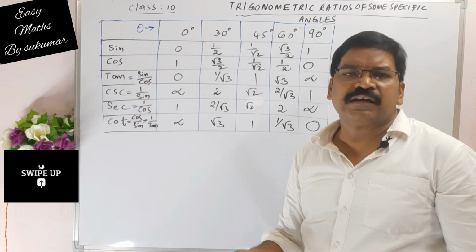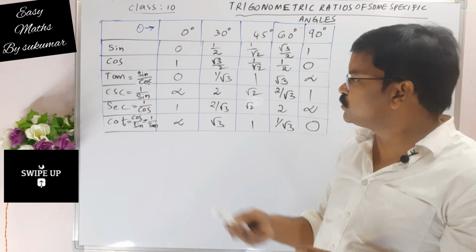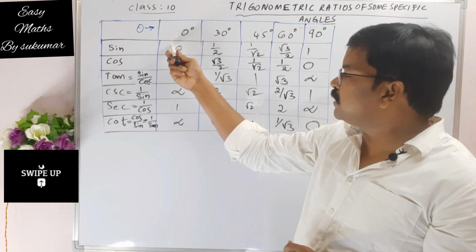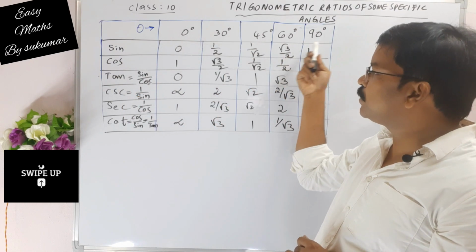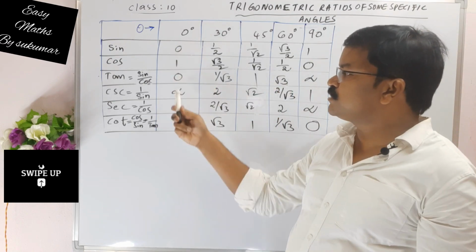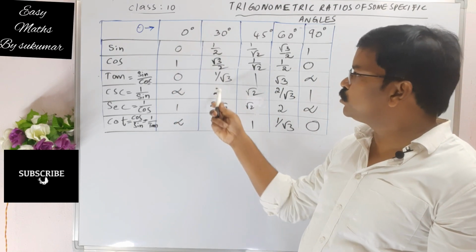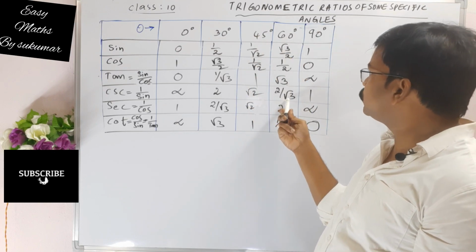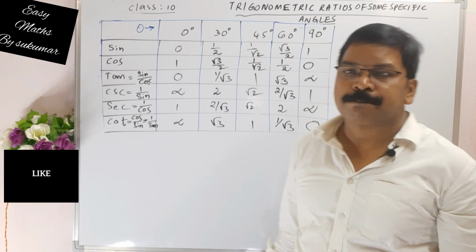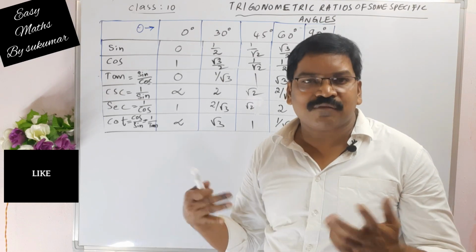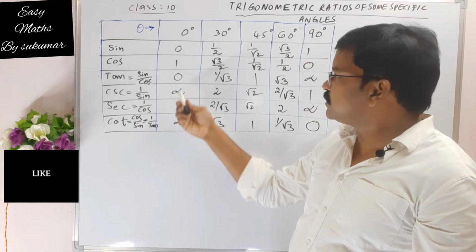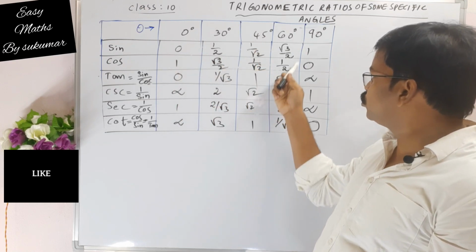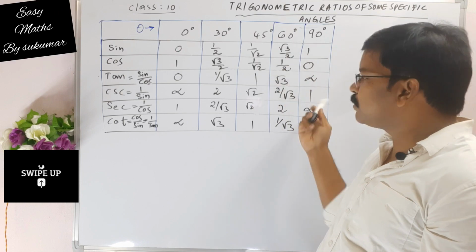To write cosecant, it is also very simple, my dear students. Why? Cosecant is the reciprocal of sine. So, sine is 0, 1 by 2, 1 by root 2, root 3 by 2, 1. Just make it reverse. 1 by 0, undefined. 2 by 1, 2. Root 2 by 1, root 2. 2 by root 3, 1. Right. Secant is the reciprocal of cos. That means 1 by 1 is 1, 2 by root 3, root 2 by 1, 2 by 1, 2. 1 by 0 is undefined.